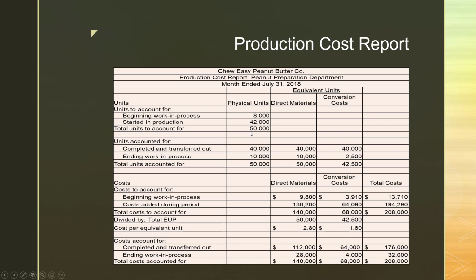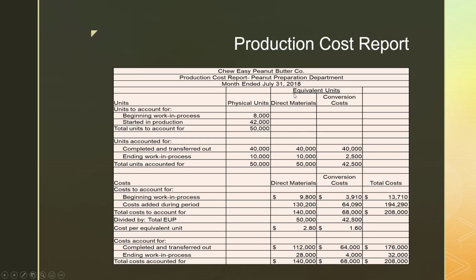That tells us how much we have to account for, how many cases worth of peanuts were in this department in total during the entire period. And then of those units that we know we have to account for, what portion of that was transferred out for further production in departments later down the chain, and what portion of those units to account for are still being worked on within the peanut preparation department at the end of the period. So that's the purpose of the physical unit section, is to make sure that you've accounted for all of the actual quantity of goods that came through this department during the period.